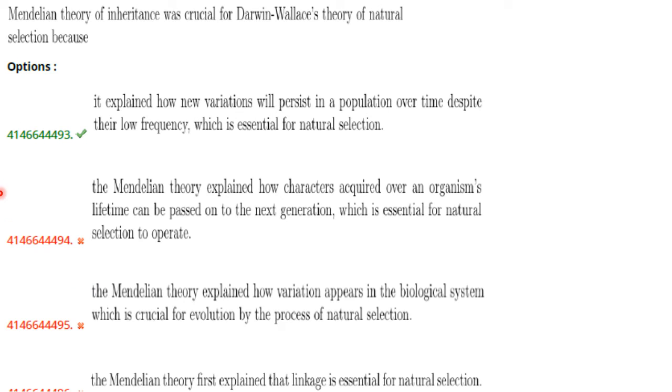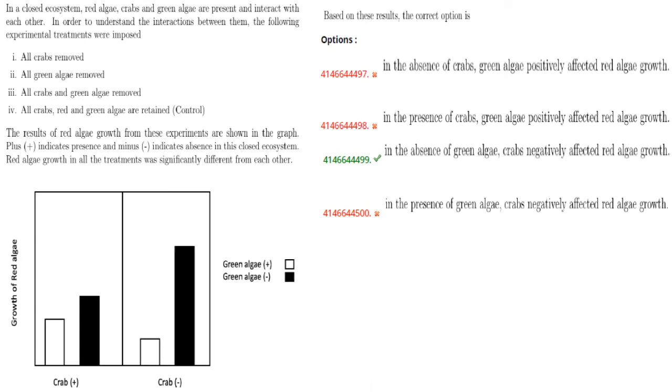Then the next one. Mendelian theory of inheritance was crucial for the Darwin-Wallace theory of natural selection because it explained how new variation will persist in a population over time despite low frequency, which is essential for natural selection. So the answer here is option 1 itself. So coming to the next question.